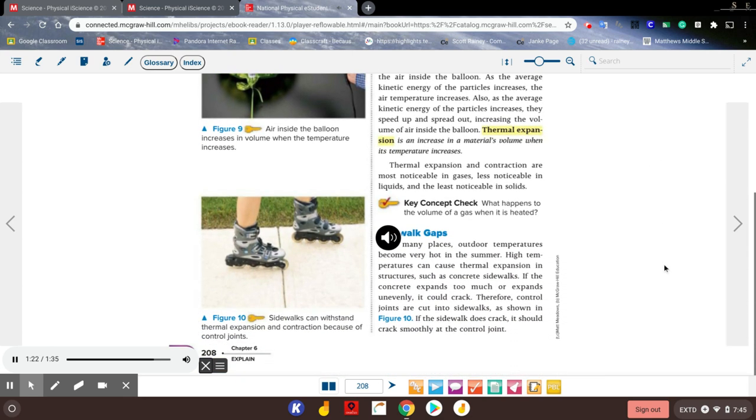Thermal expansion and contraction are most noticeable in gases, less noticeable in liquids, and the least noticeable in solids. Key concept check. What happens to the volume of a gas when it is heated?